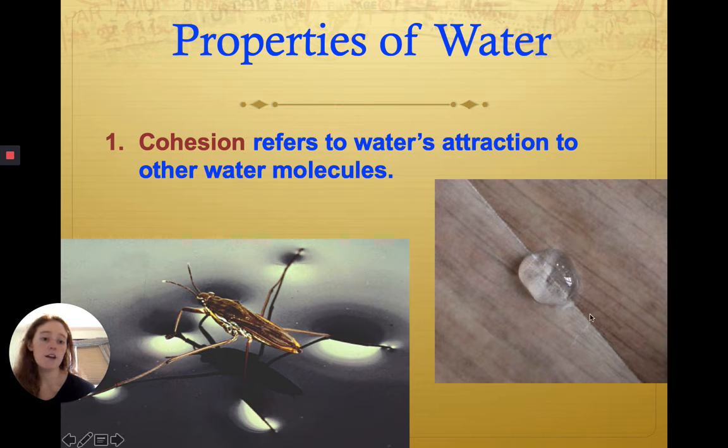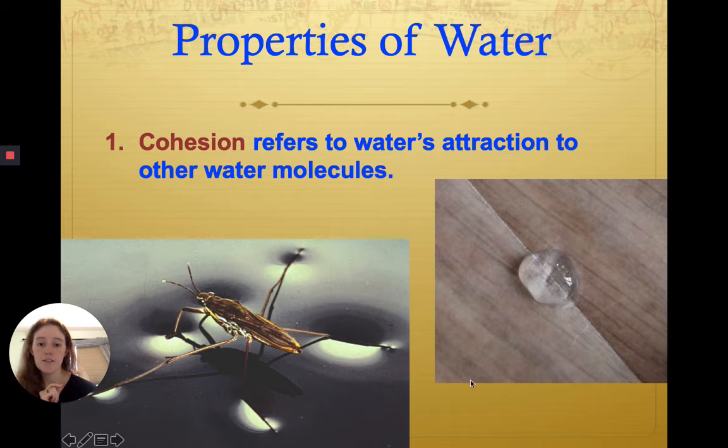So if you've ever had a little droplet of water, you could even do this at home, get some water and flick it off your fingers onto the table. You'll notice that the water is going to bead up, and you actually see water molecules, if they're close, they'll move closer together. That's cohesion. Water likes to be connected to water.